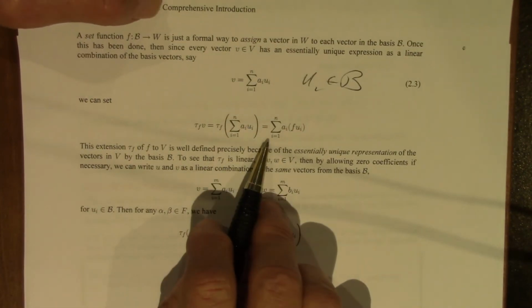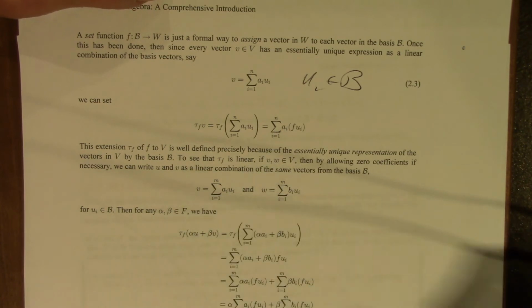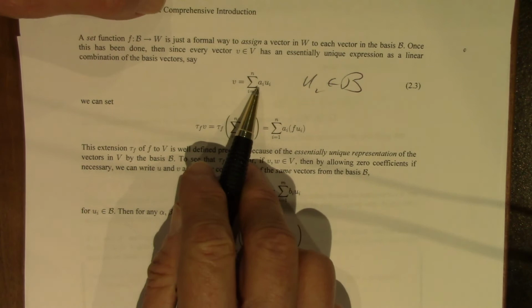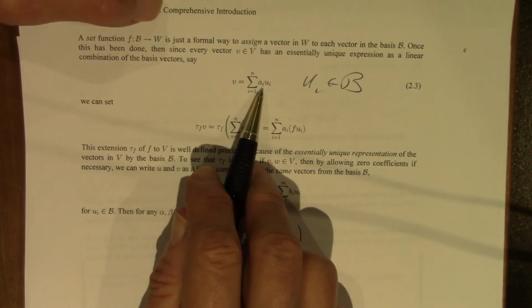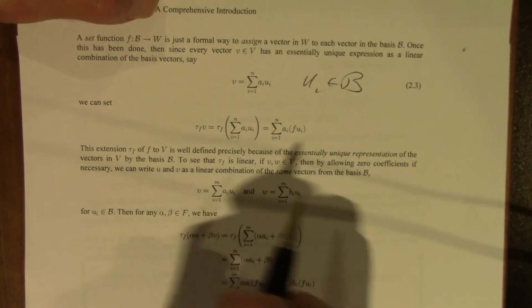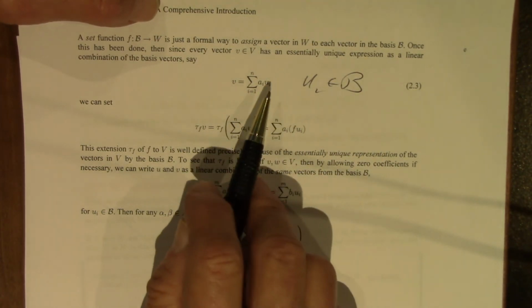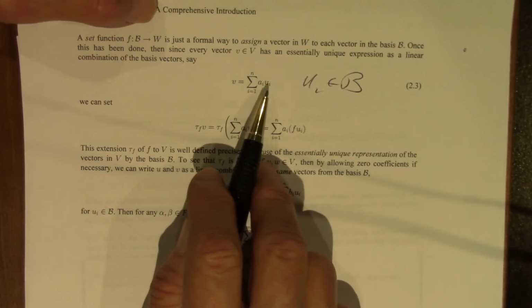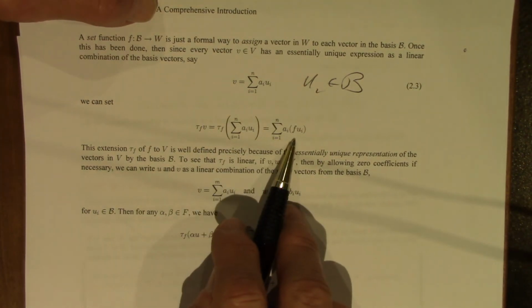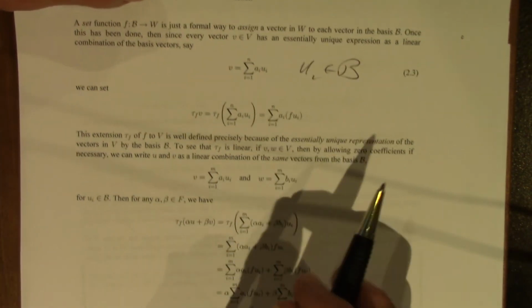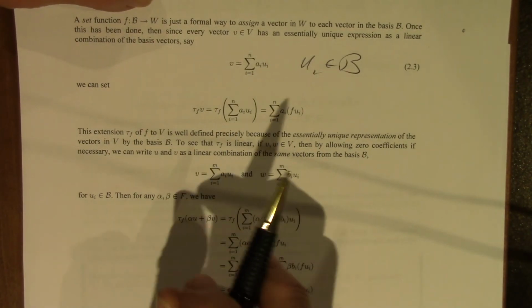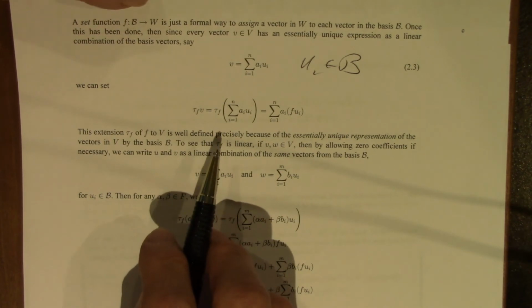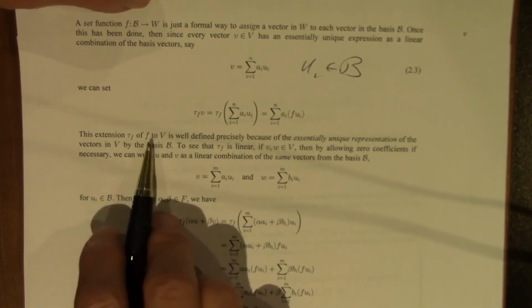This extension is well defined precisely because this linear combination is essentially unique. And the trivial differences of adding zero terms or reordering terms do not affect this expression here. So it is the fact that we are using a basis that makes this well defined.